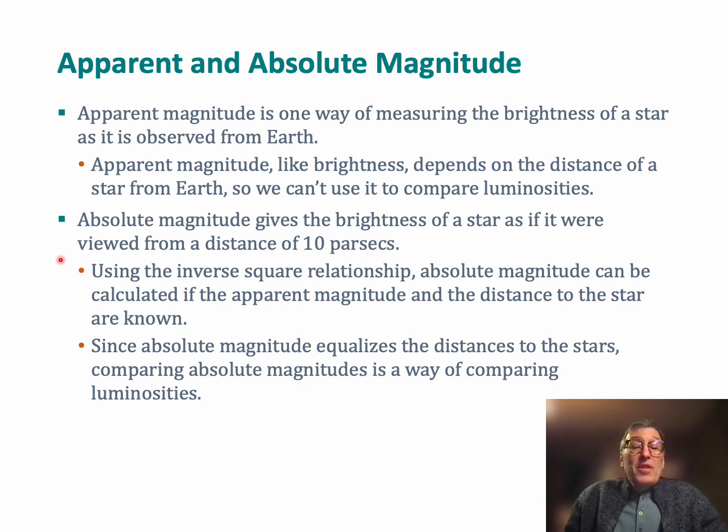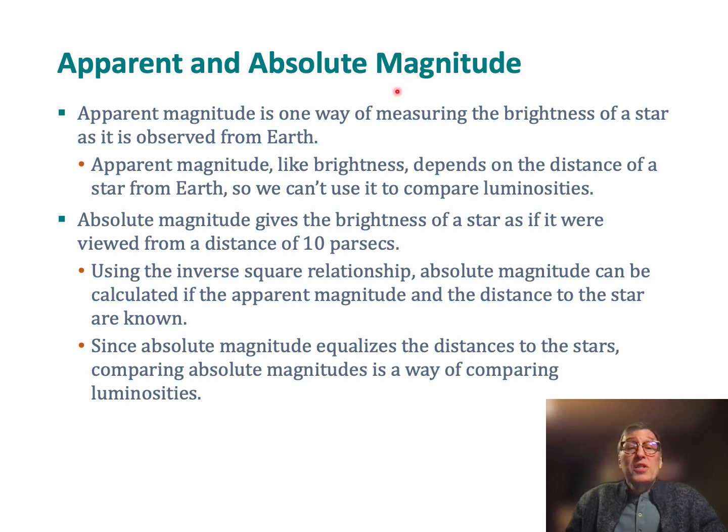And we can calculate that because we know that the apparent brightness varies according to an inverse square relationship. That means if we know how it appears and we know how far it is, then we can actually calculate how it would look from a distance of 10 parsecs. So if we put everything into terms of absolute magnitude, then we can compare stars on an equal footing. We take out the effect of the differing distances to stars.